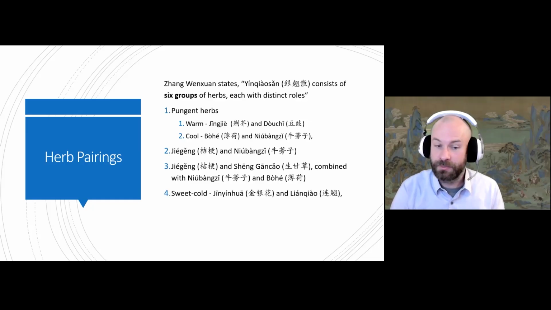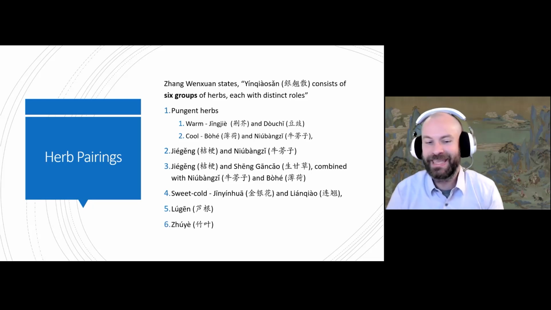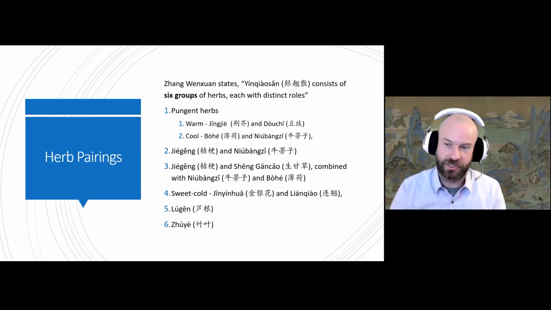Sweet cold herbs are to help clear heat and help resolve evils: Jinyinhua, Lianqiao. Lugen is also used as a sweet cold herb to clear heat and generate fluids. And Zhuye, which is sweet, bland, and cold, also clears heat, but also promotes urination, as well as being a method of guiding heat outwards.